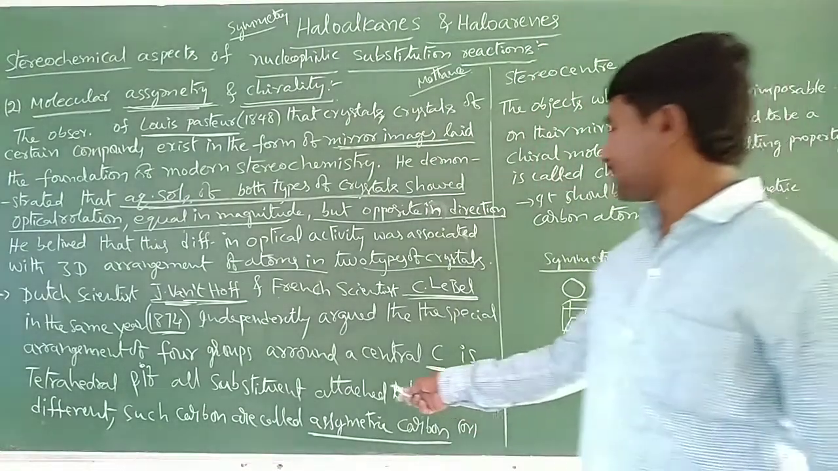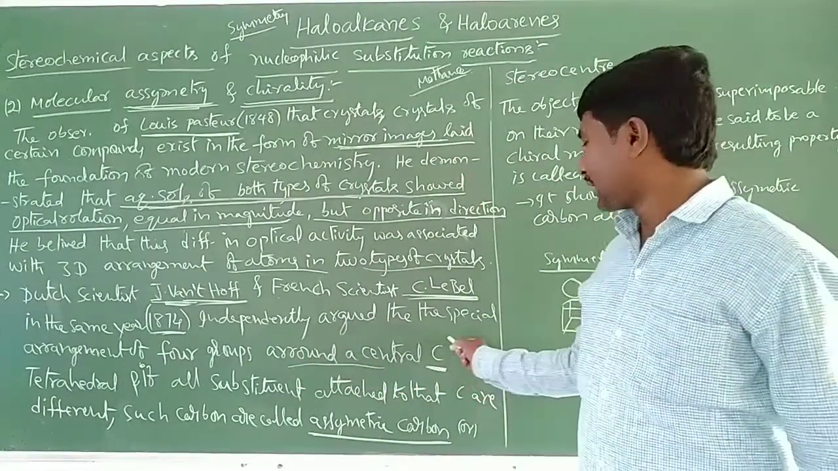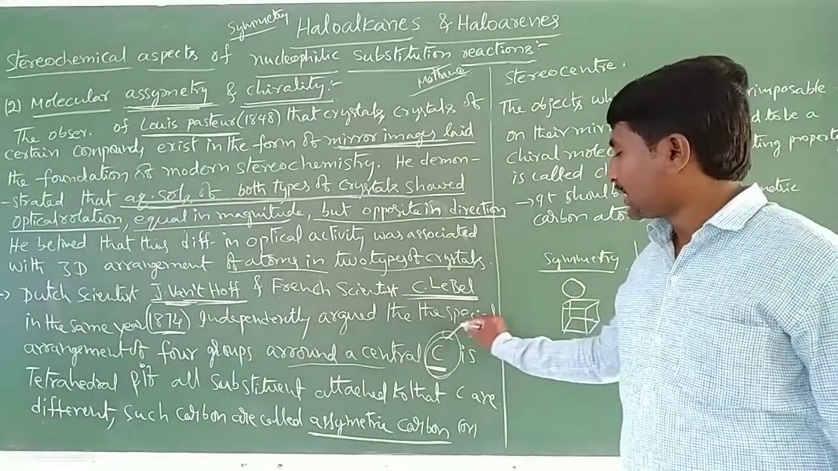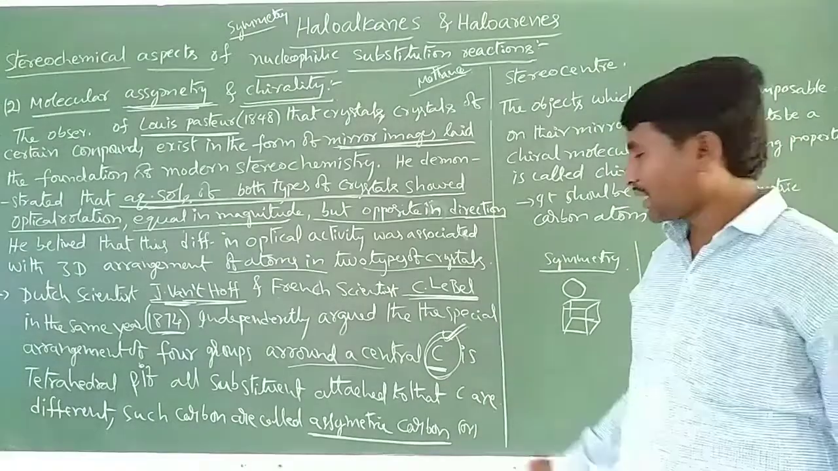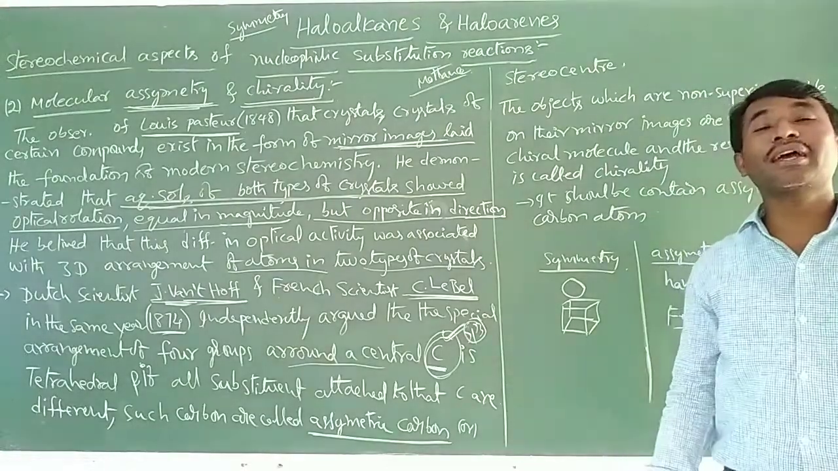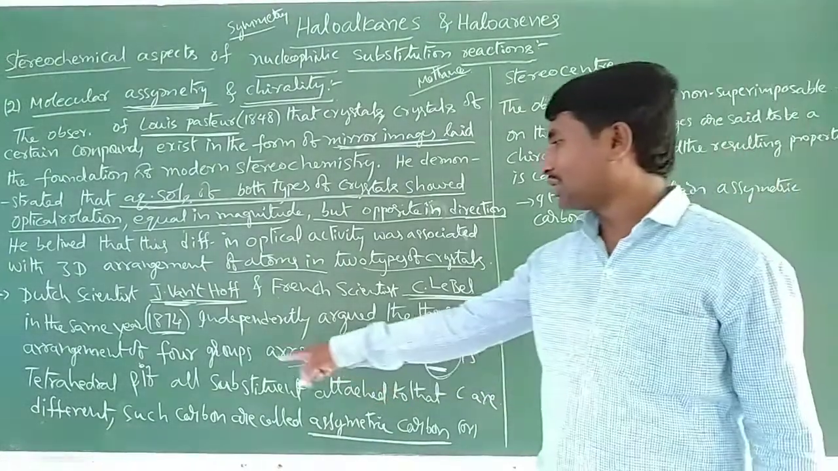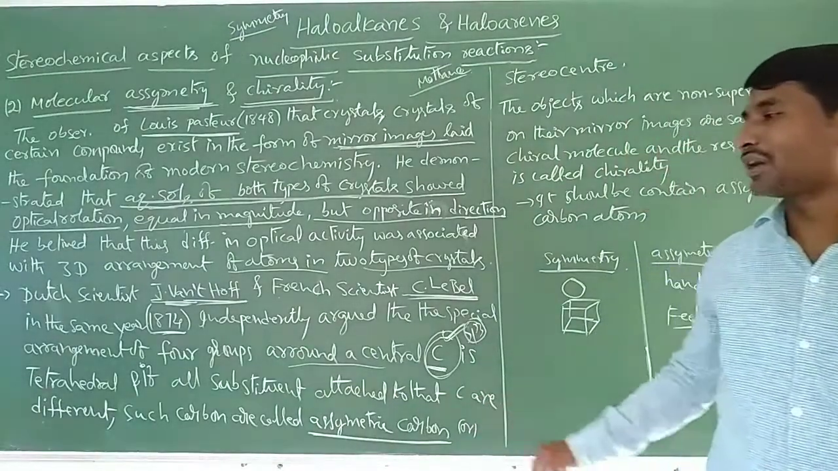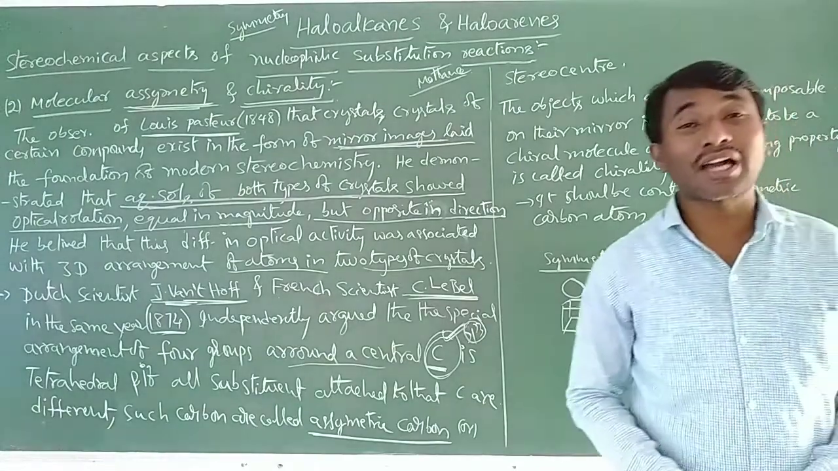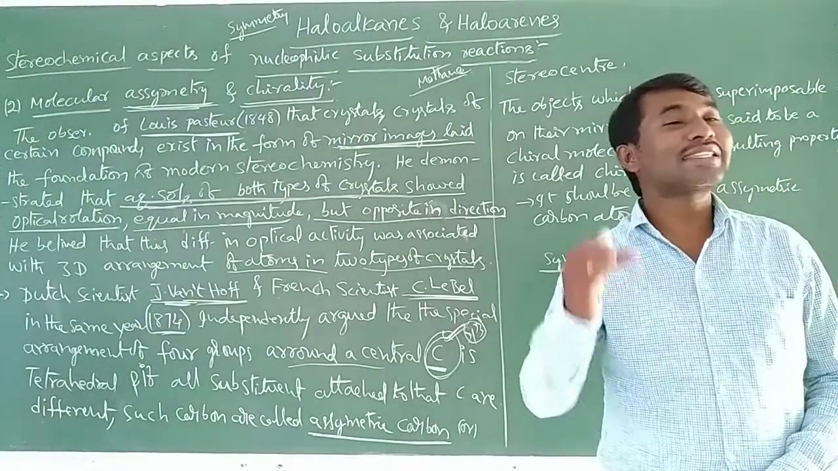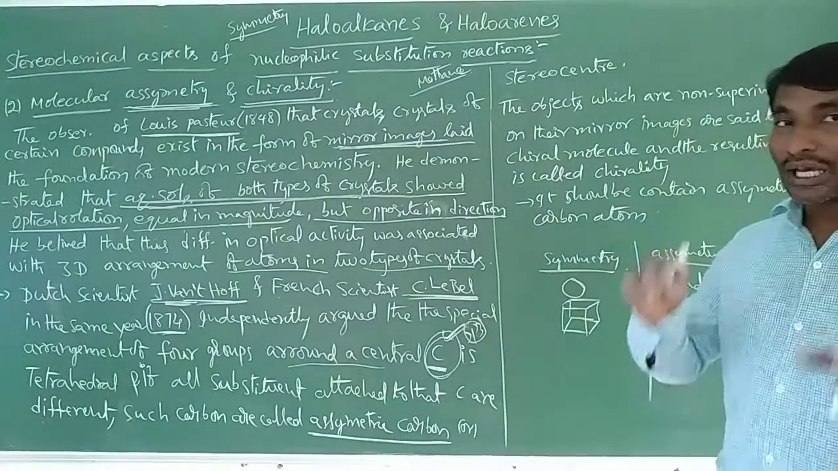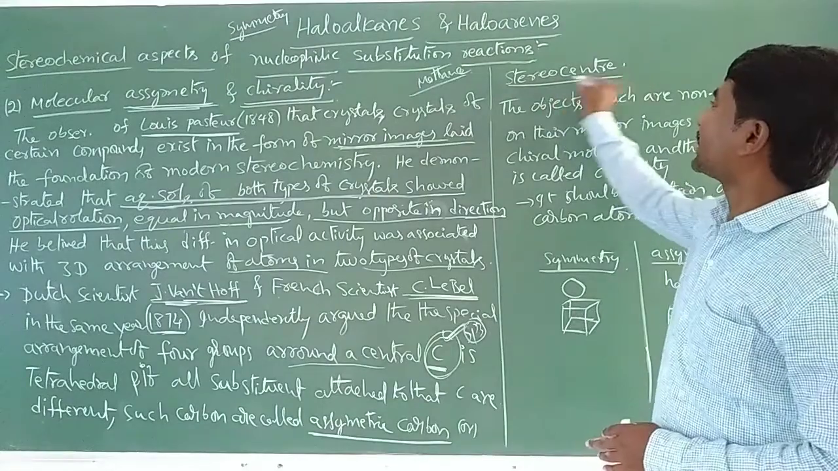So the arrangement of four groups around the carbon atom is tetrahedral; this is a tetrahedral carbon or sp3 carbon. An sp3 carbon has a tetrahedral shape. If all substituents attached to that carbon are different, such a carbon is called an asymmetric carbon. This carbon is also called a stereo center.